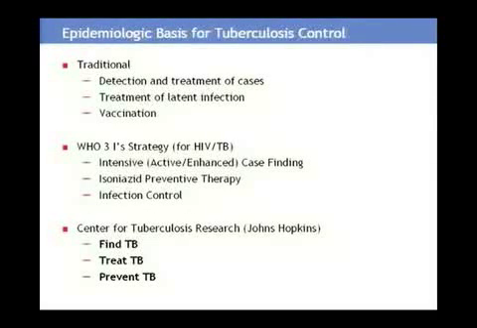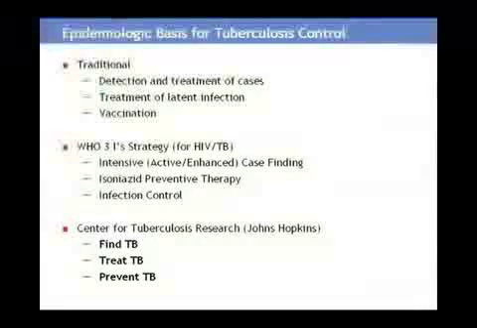The Center for Tuberculosis Research here at Johns Hopkins has slightly adapted these control measures to very simply call it find TB, which is go out and find all the TB you can, and then treat TB, treat it appropriately, and hopefully with new drugs that are being developed, and prevent TB, give preventive therapy to those who are latently infected and greatly reduce their risk of progressing to active disease.